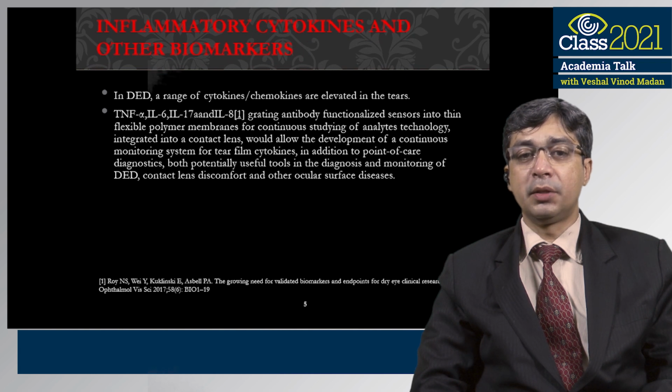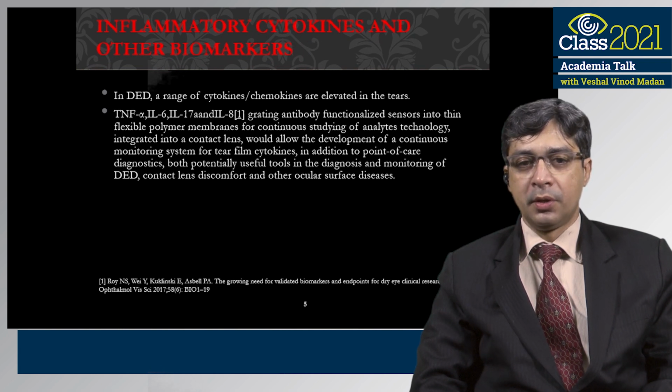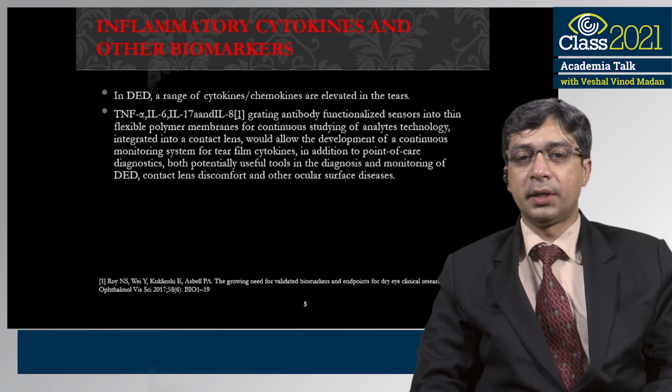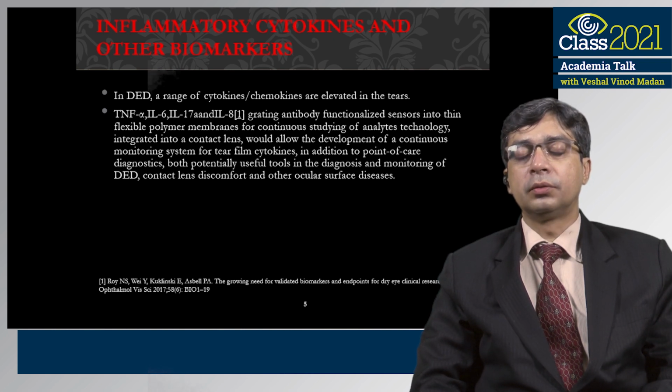Inflammatory cytokines and other biomarkers, as I have mentioned in my previous work, range from chemokines that are found elevated in the tears of dry eye patients. There are also markers which can directly help in finding out conditions which can cause dry eye to worsen. And placement of contact lenses would allow us in real time to monitor such changes in the tear film, which can then be dealt with accordingly.